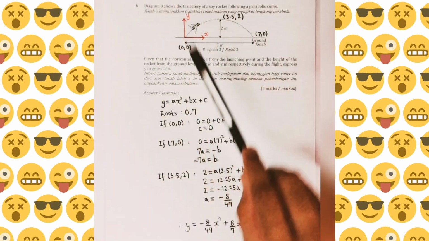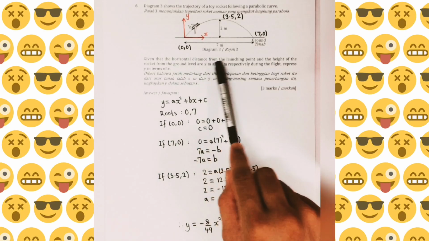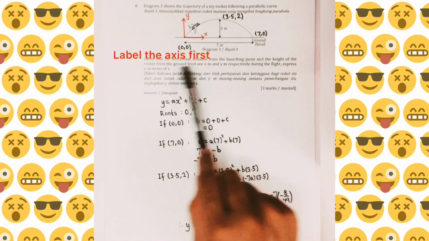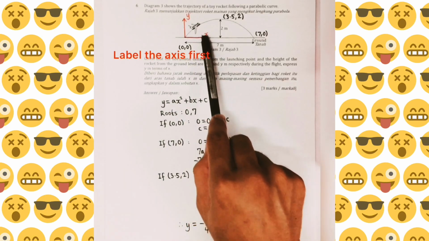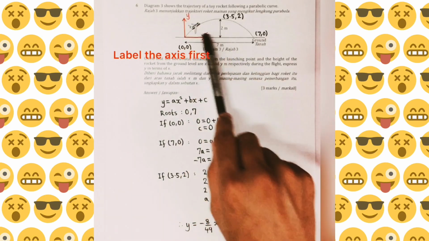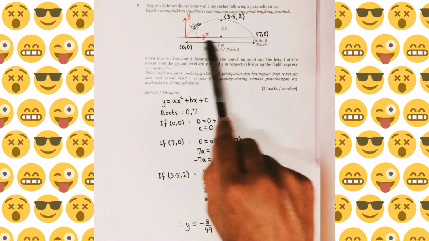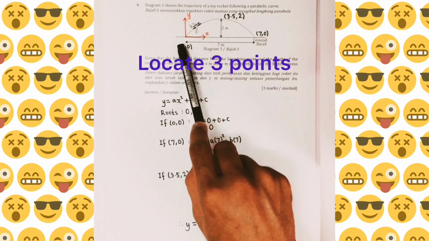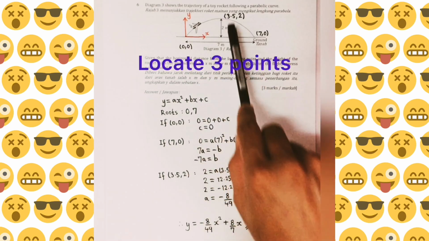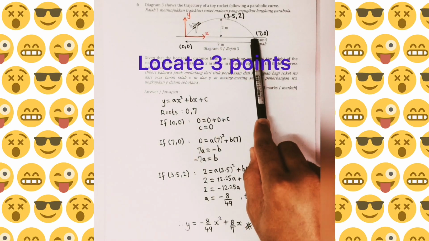Question number 6. First, you have to use this information. Given that the horizontal distance from the launching point and the height of the rocket from the ground level are x and y respectively, so you have to label this as x and this is your y. Now, if you look at this curve, if you consider this is the Cartesian plane of your coordinates, so this is 0, 0. The second point will be here, 3.5, because it's half of your 7. Because it says it's a maximum, so 3.5, 2 because of the height. And then this is the other root, which is 7, 0.